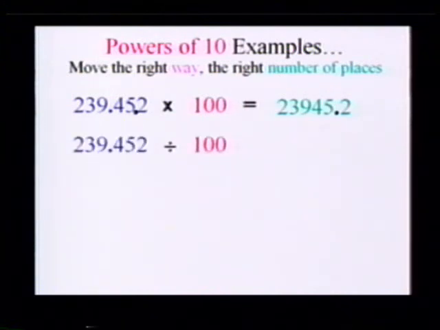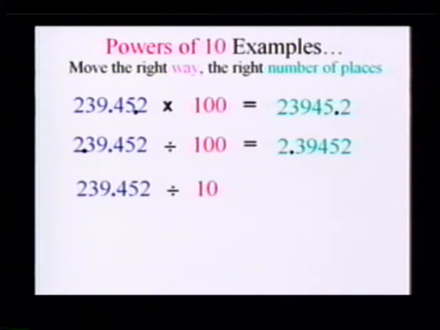I'll play the same game with division. It's division. I've got 2 zeros, so I'm going to move 2 places to the left because it's going to get smaller. And I got that answer. How about this one? This is division, so it's going to get smaller. And by how many zeros? 1. So I only move over 1 place. Now this only works with powers of 10. And that's your answer.